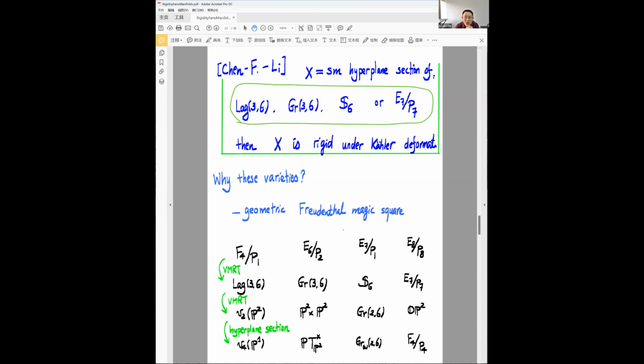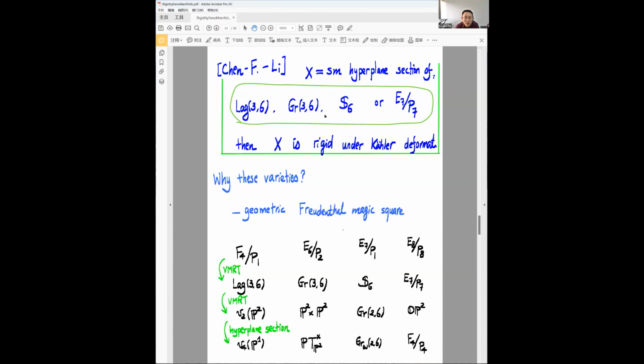And for these varieties, we take a hyperplane section, and then we show these are rigid under Kähler deformation. In fact, these are Picard number 1, so Kähler deformation is the same as projective deformation. So there's no difference. So your first question, you may wonder why we are interested in these varieties. These 4 varieties look very special, and why do we just consider the hyperplane sections of these 4 varieties?